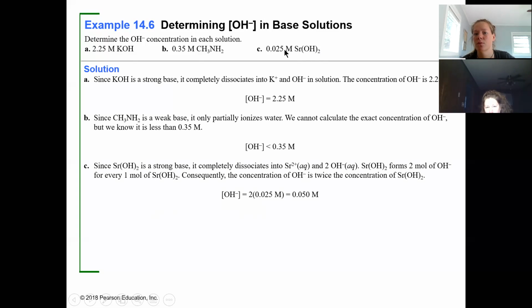If this is 0.025, when this thing breaks apart, this one molecule breaks apart, you actually get 2 OHs. So we multiply it by 2 and get 0.050 molar. You don't do that with acids though, because acids, the hydrogen pulls off one at a time. Bases like this, they pull off together.